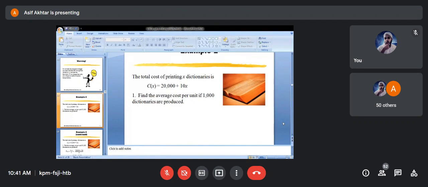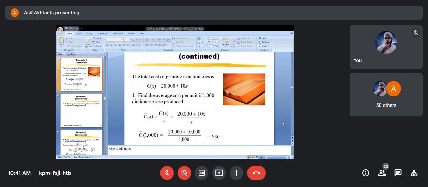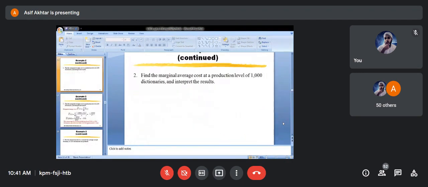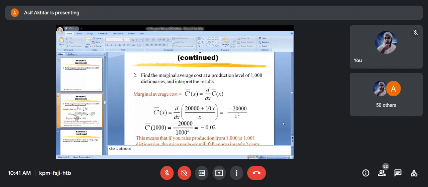Right. This is the first part of the question. Now, this is the first part which you are saying. See the second part. The average marginal average cost at a production level of 1000, and interpret the result. So in order to give the answer of this question, we have to go for differentiation. This one, differentiation. Yes sir. Thank you.